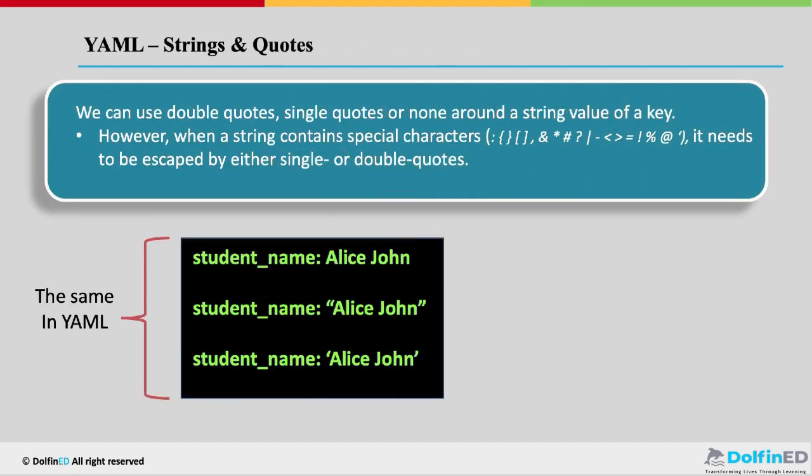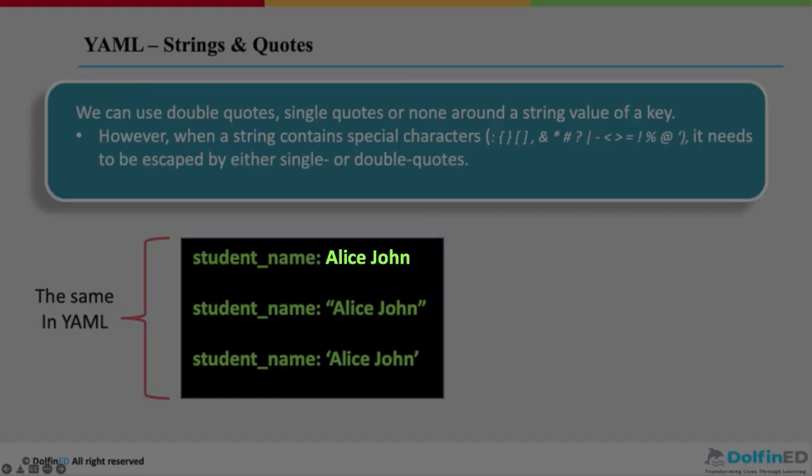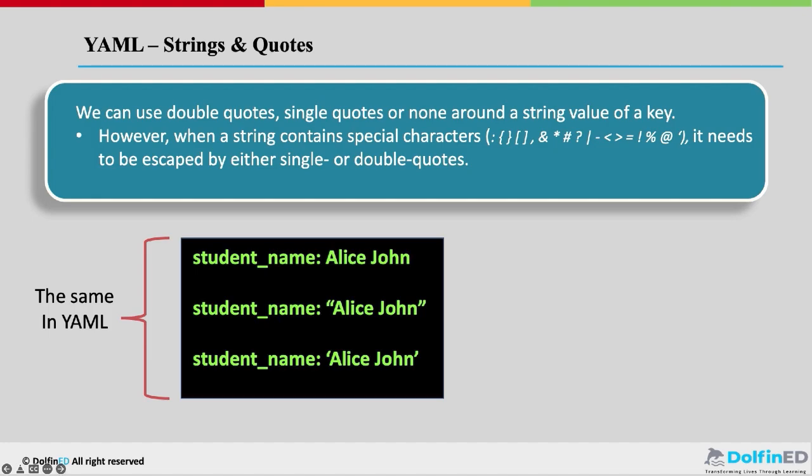Now, how about the string? You will see in different files that there are strings written without quotes. The string value of a key could be without quotes, with double quotes, or with single quotes. The general rule is all of them are acceptable, and there is an exception if you are using special characters like a colon within your string, or the square brackets, the ampersand, asterisk, the hash, the question mark, and so on. Then it's better to surround your string that contains these characters with single or double quotes.